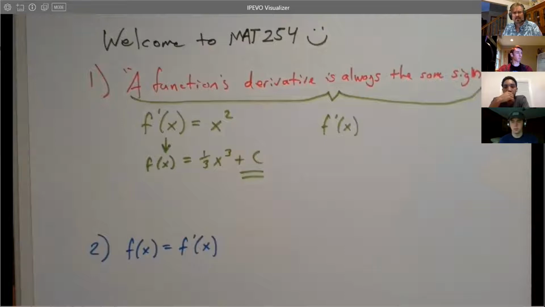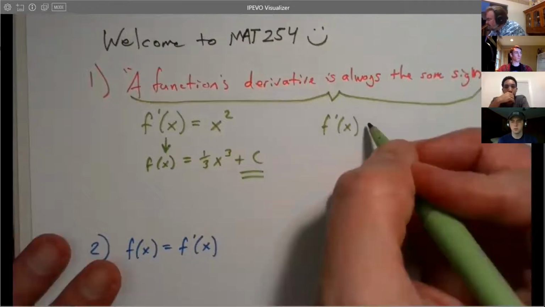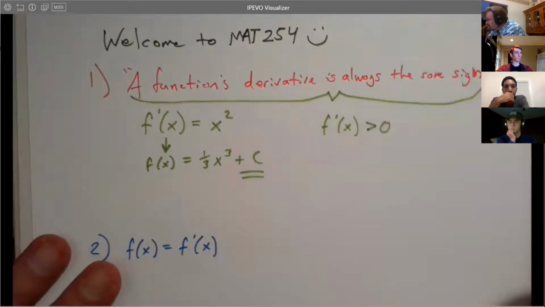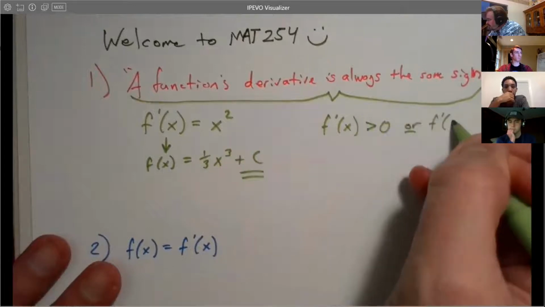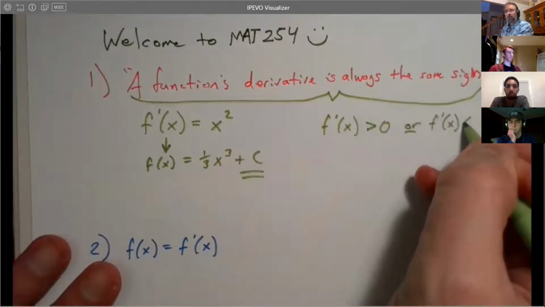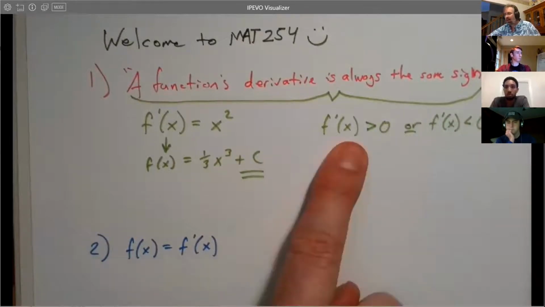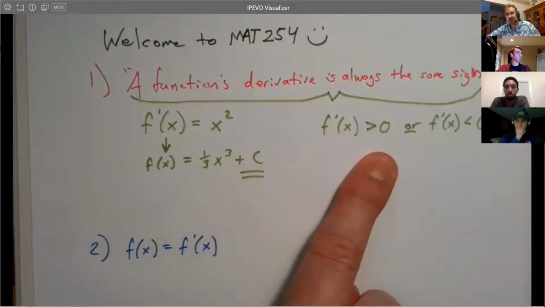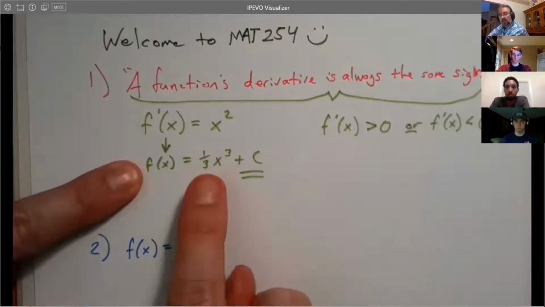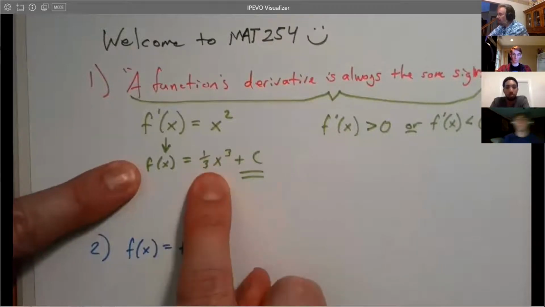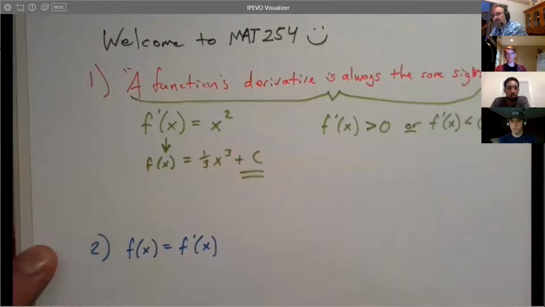What does that mean? Is it positive or negative? Positive or negative. So what this is saying is f prime of x is always greater than 0, or f prime of x is always less than 0. Those are the only two options, right? So the question really is, what kind of function has a derivative that is everywhere positive? We've got one candidate right here, a cubic function. What other situations would work?